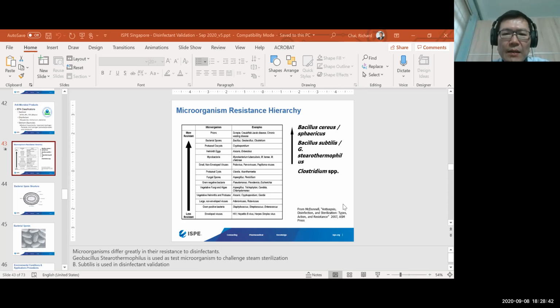I want to ask about, in the market, there is one very quick way to determine the cleanliness of a surface using ATP, measuring ATP. Is that ATP device allowed to be used to do the checking of the clean surface? Thank you.